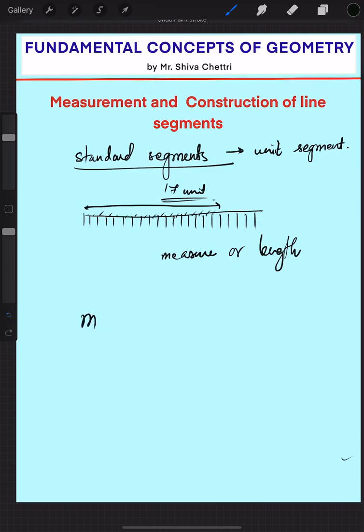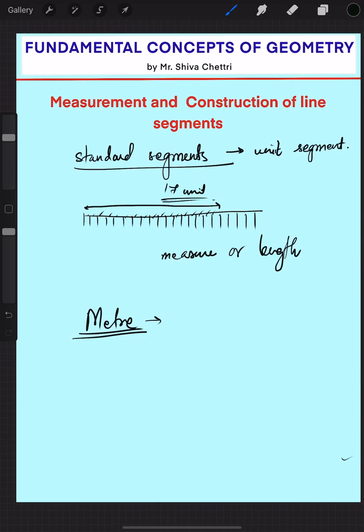So we use the meter, but the meter cannot be used in smaller cases, like if you want to measure the length of a pencil. You cannot use the meter, so we use the centimeter. But the centimeter is not suited for greater lengths. If you want to measure the length of cloth required to make a dress, we use the meter.